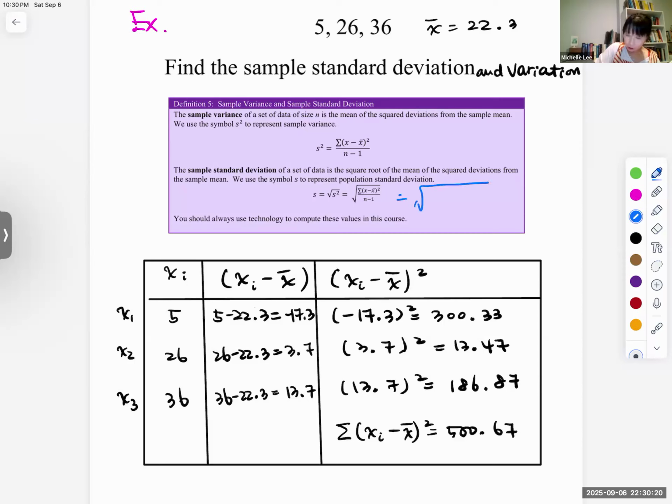So let's do that here. We have the square root of the summation, which is 500.67, over n minus 1, which is 3 minus 1. Inside the square root, we have to be careful. Now what do you get? It's 15.82 minutes, right? We talked about the unit earlier: it's minutes, not minutes squared. That's why we have to take the square root. All right, very good.